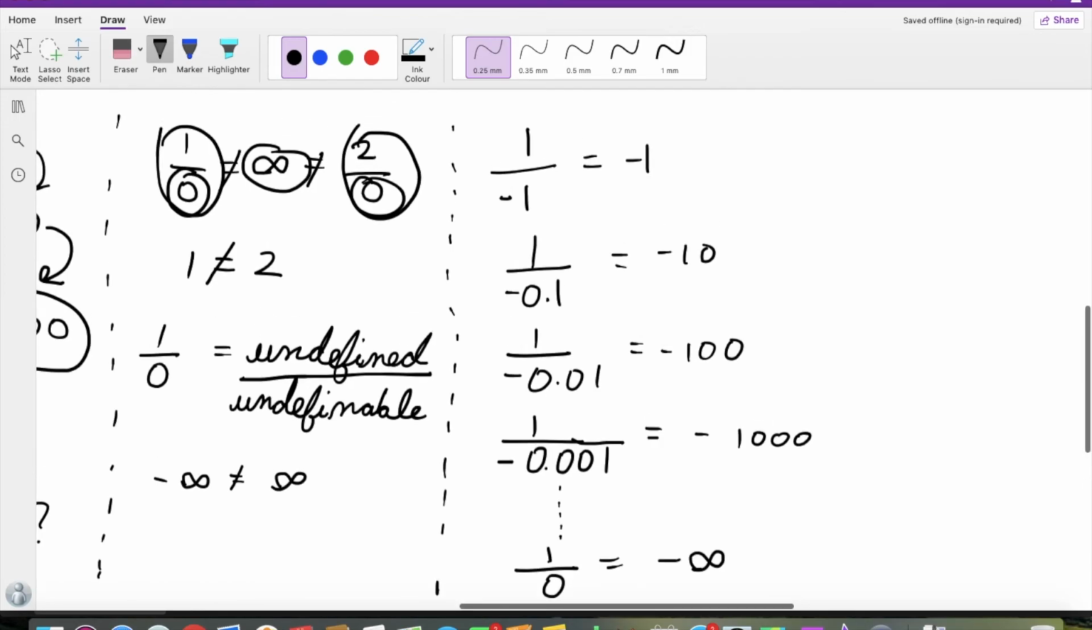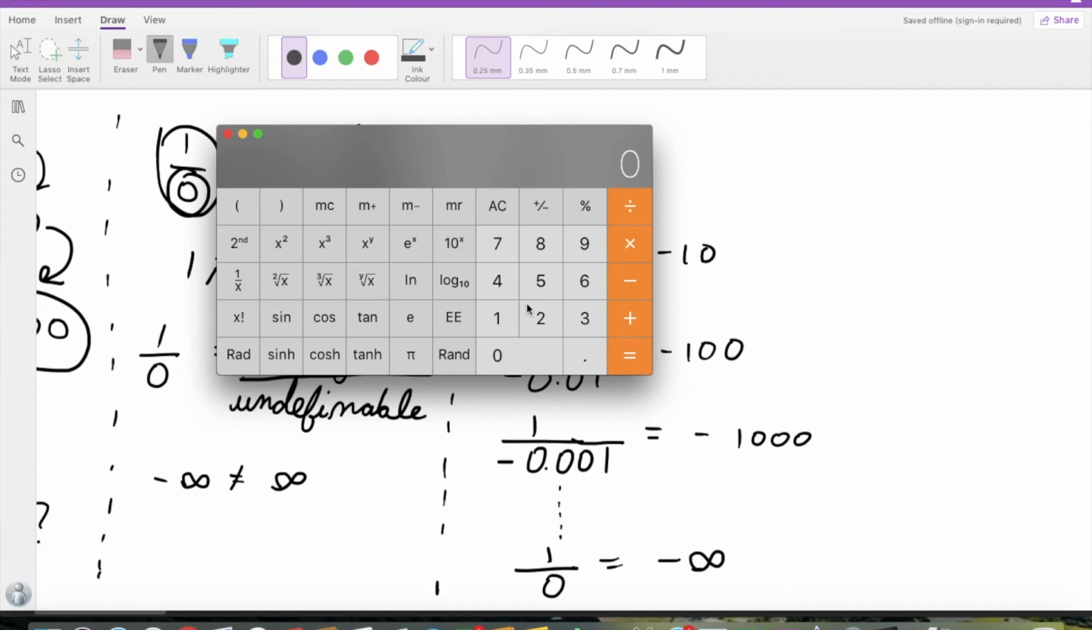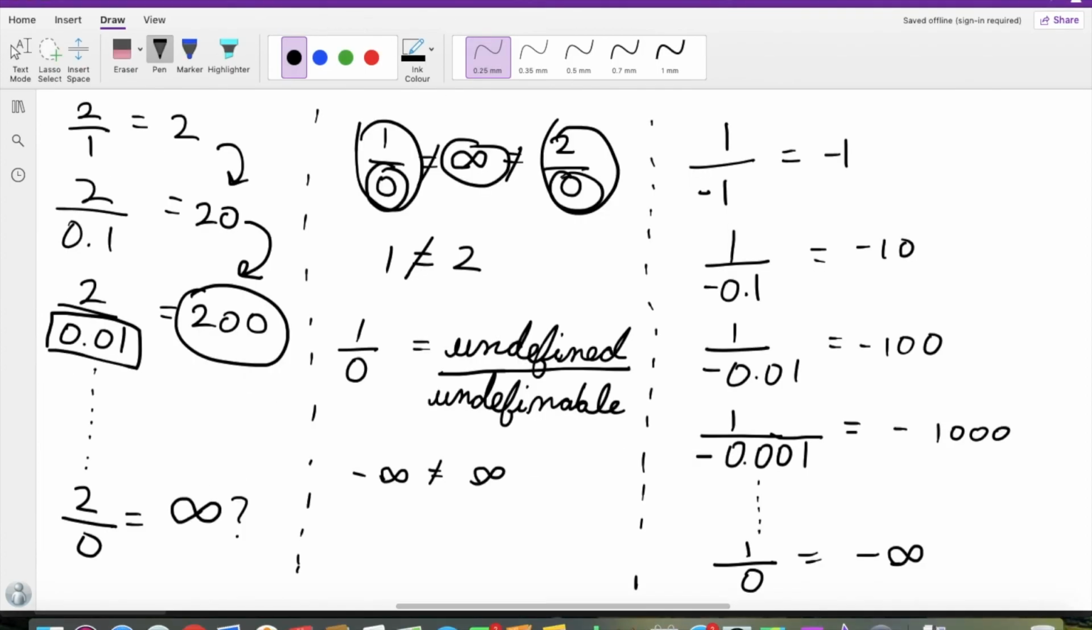We can even check this on the calculator. We do 1 divided by 0. We get not a number because it's not defined, it's undefined. If we do some other number like 46 divided by 0, we still get not a number because it's undefined. Therefore, this is undefined. Not infinity, not 0, but undefined.